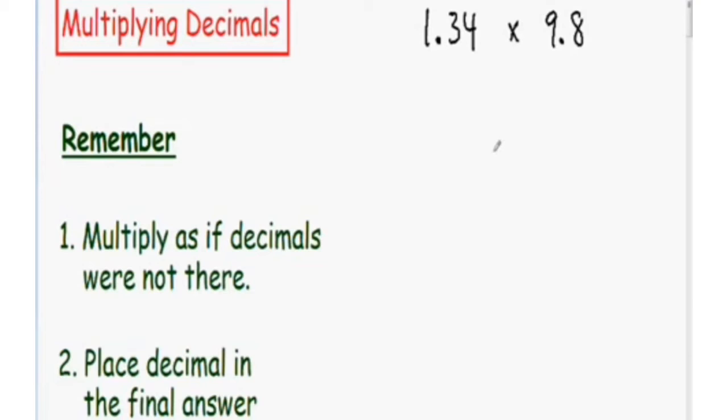Multiplication of decimals. We have 2 numbers here. So 1.34 times 9.8. We try to ignore the decimal point while multiplying, because these decimal places can be used to adjust the final answer. So we start by multiplying 8 times 4.